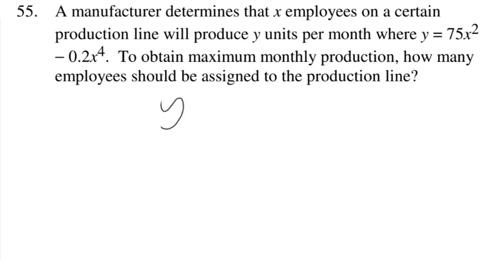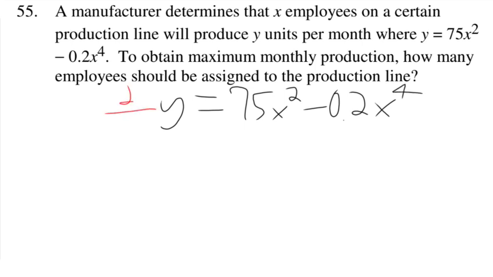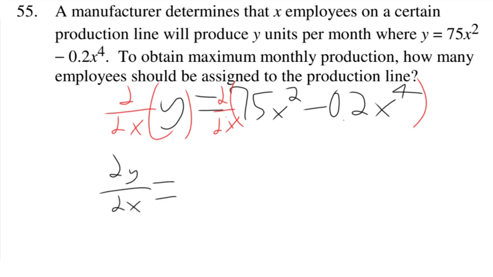So let me write the function again because they spread it over 2 lines. So we know that y equals 75 x squared minus 0.2 x to the 4th. And I'm going to take d dx on both sides so that we can find the dy dx. On the left side, derivative of y with respect to x is dy dx. This is equal to, so we use the power rule, bring the 2 to the front. This becomes 150 x to the first power now, minus, and then here we bring the 4 to the front. It's going to be 0.8 x cubed.